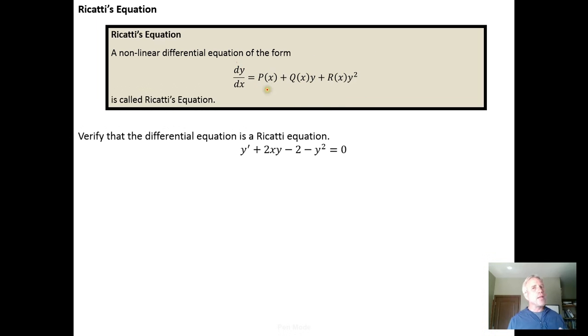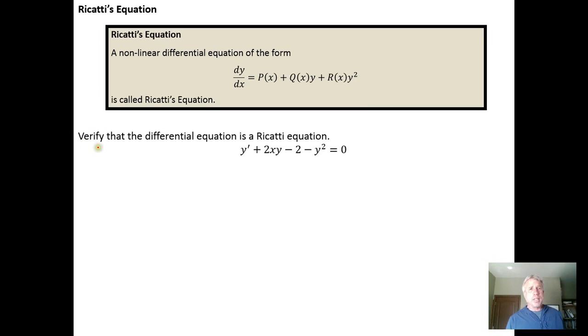And what we want to recognize is that here we're using x and y as our variable names. Remember, variable names are arbitrary, so we could just as easily have a function that looked like du/dt, for example, equaling p of t plus q of t times u plus r of t times u squared, and this would also be a Riccati differential equation. So when you're working in the homework, you just want to make sure that you're not letting the variable that's being used throw you off from identifying if you have a differential equation of the correct form.